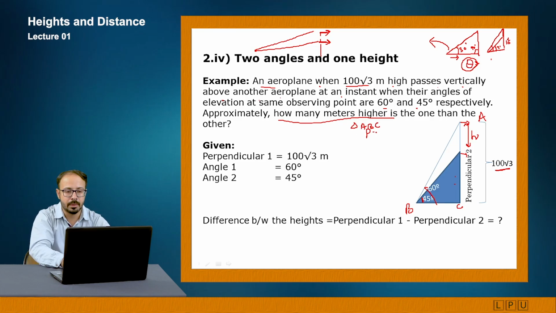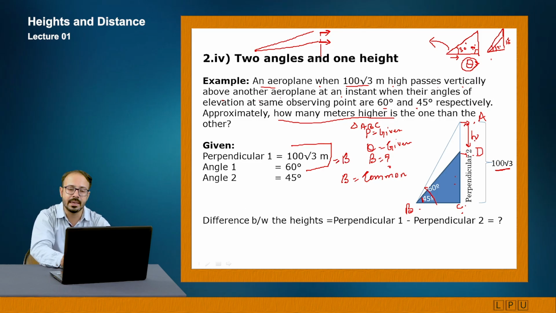Perpendicular is given, theta is given, so using the trigonometric ratio I can find the base. Second thing, the base is common for both the triangles. I hope this is clear. For triangle ABC the base is BC, and for triangle DBC the base is BC. So with this and 60 degrees I can find the base. We will see in the next slide, then you will have the idea.